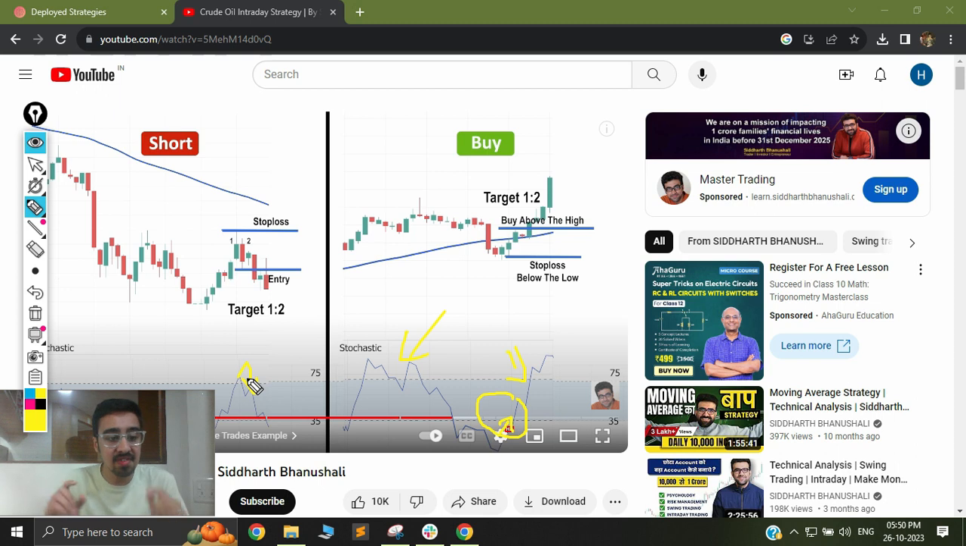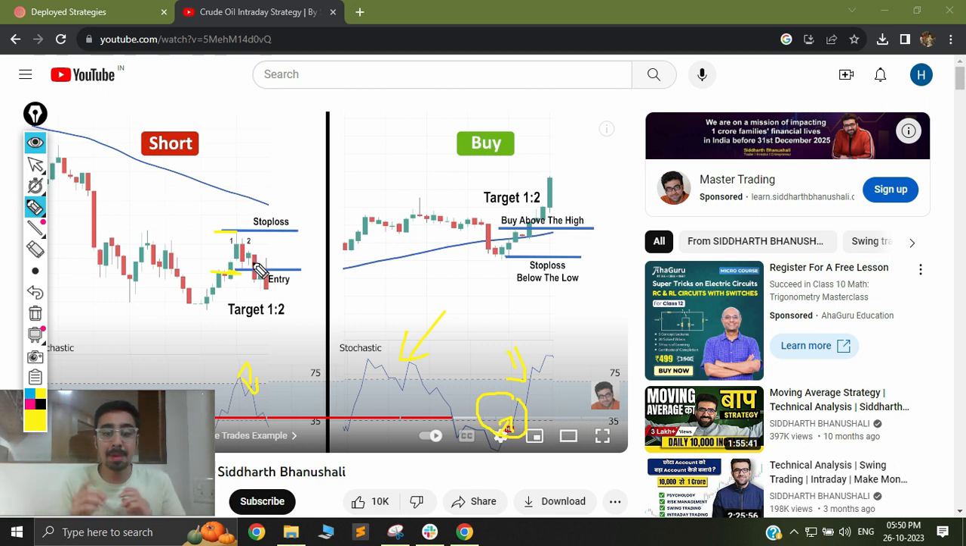And when we find that the stochastic goes below 75, we are basically marking those two candles. So we mark these two candles, and the candle where the stochastic went below 75 is basically a trigger candle. Now after we have a trigger candle, we are basically waiting for the very next candle to break the low of that particular trigger candle in case of short.